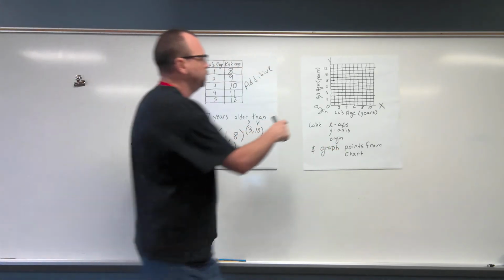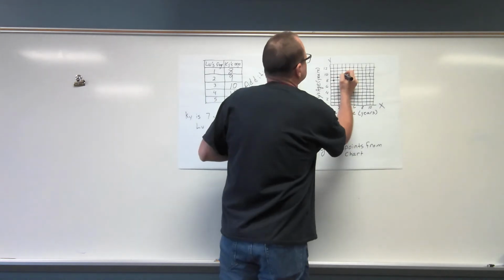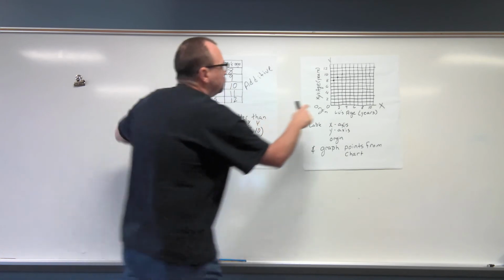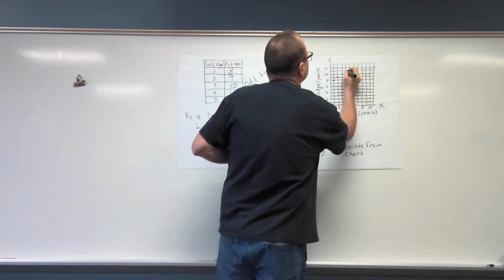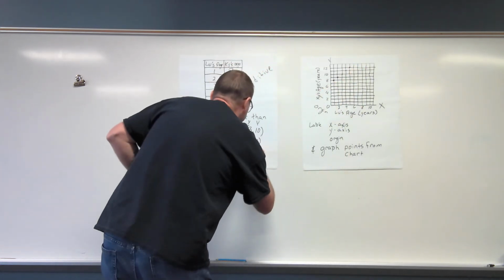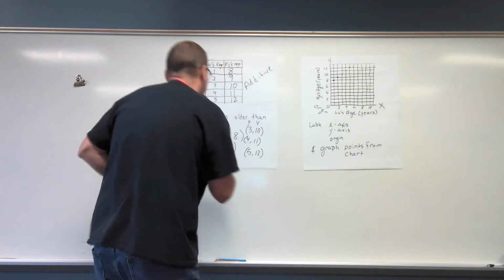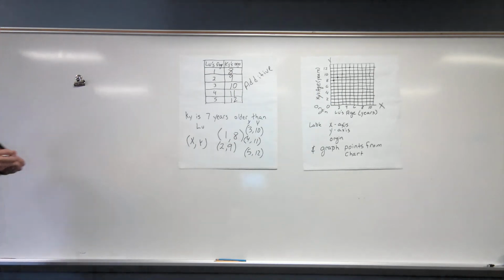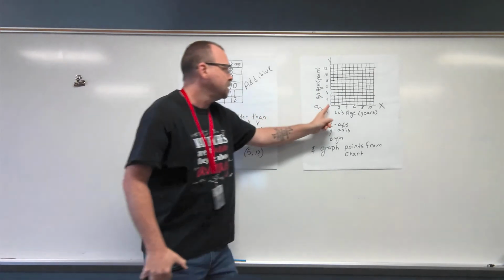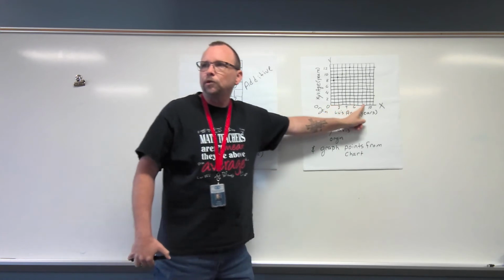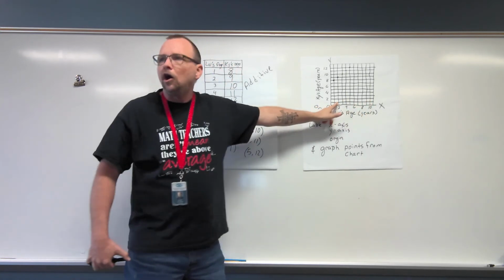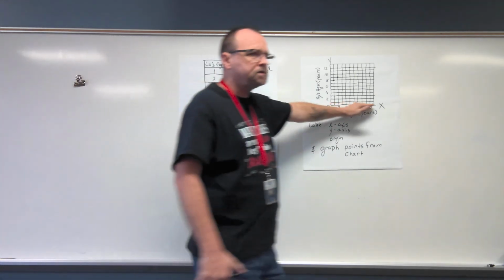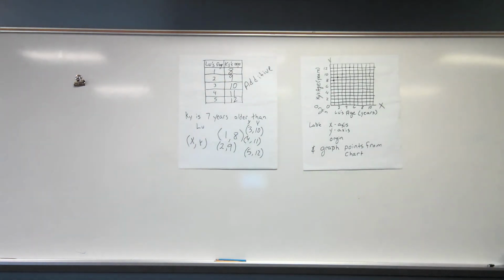Let's see. So we have 3, 10: 3 over, 10 up. Our next one is 4, 11: 4 over, 11 up. 5 over, 12 up. And so it always goes x, y. The x is always the first number. You always start at the origin. The first number will take you horizontally. Always start with the x. So you're always going to go horizontally, then vertically. And we're just doing dots.